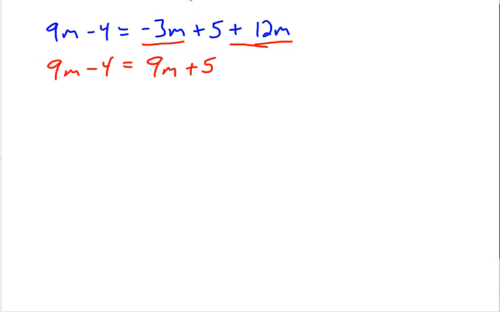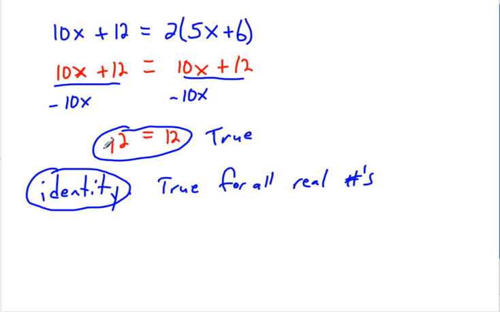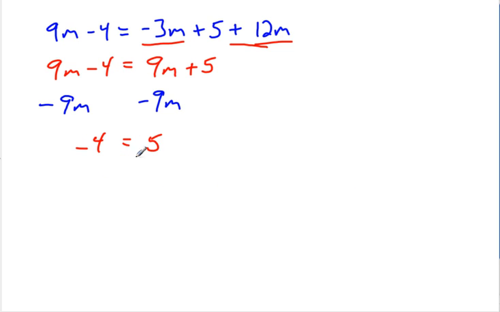Now we want to get the variable on one side, so we're going to subtract it from one of the sides. So we're going to take away 9m from both sides, and then on the left side we get a negative 4, and on the right side we get a positive 5. So it's very similar to what happened last time, where the variable disappeared. So that happened, the variable disappeared, but this is a not true statement. Not true.